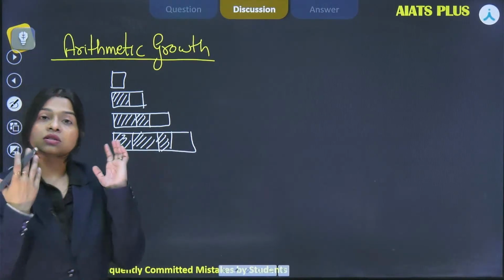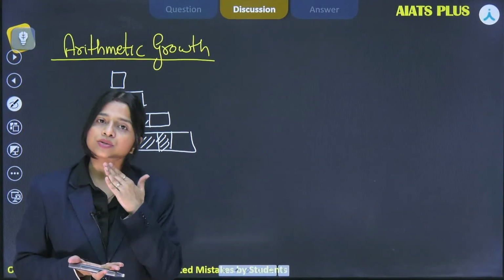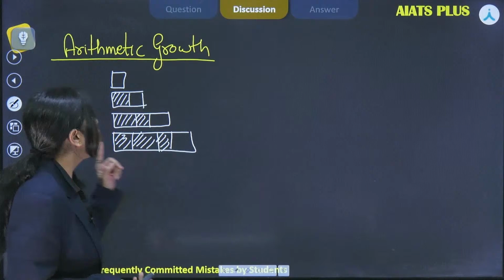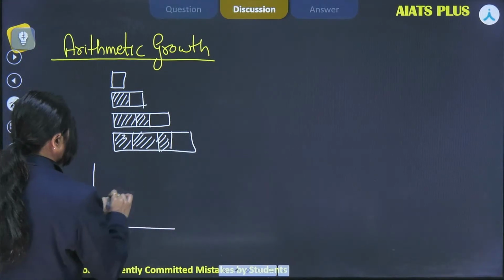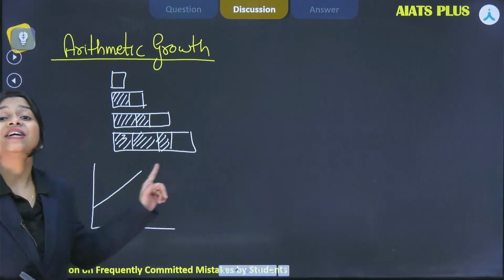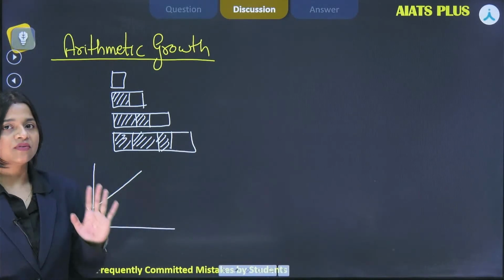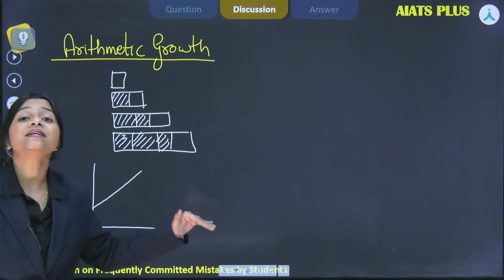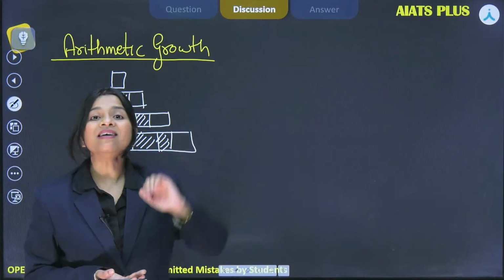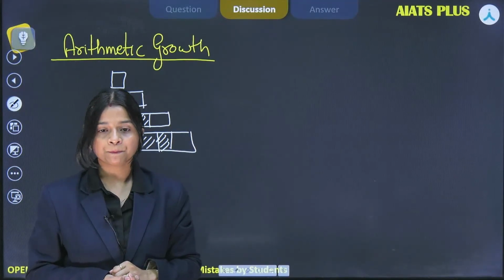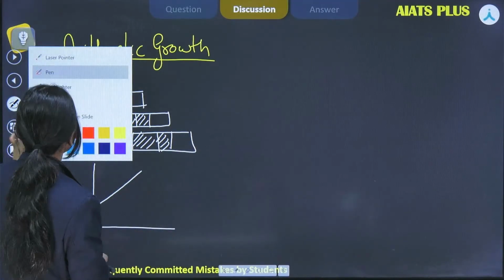Okay, so this pattern is seen in case of arithmetic growth, and while we are plotting arithmetic growth on the graph, we observe a straight line. Right? We observe a straight line because this is a constant growth that is taking place, and for constant growth there will always be a straight line, right? And yes, linear graph, very good.